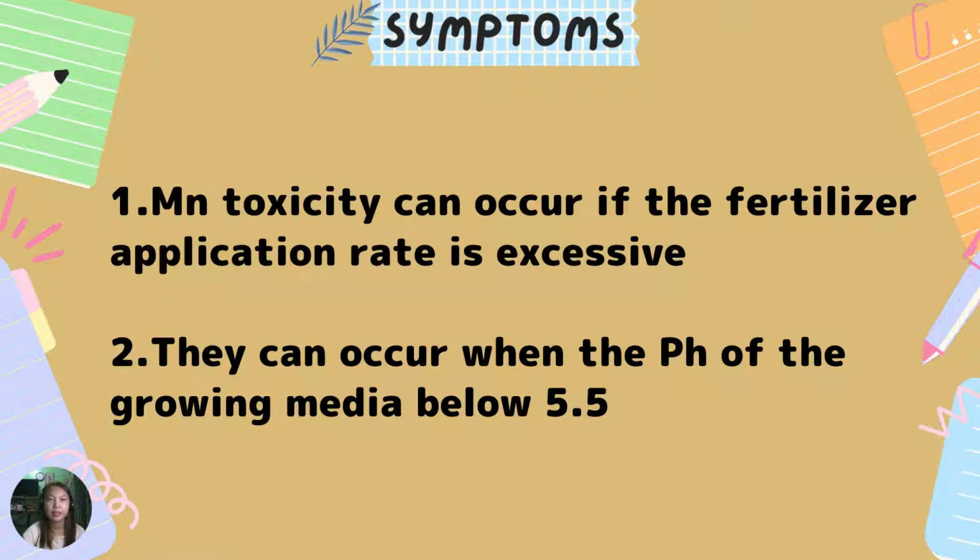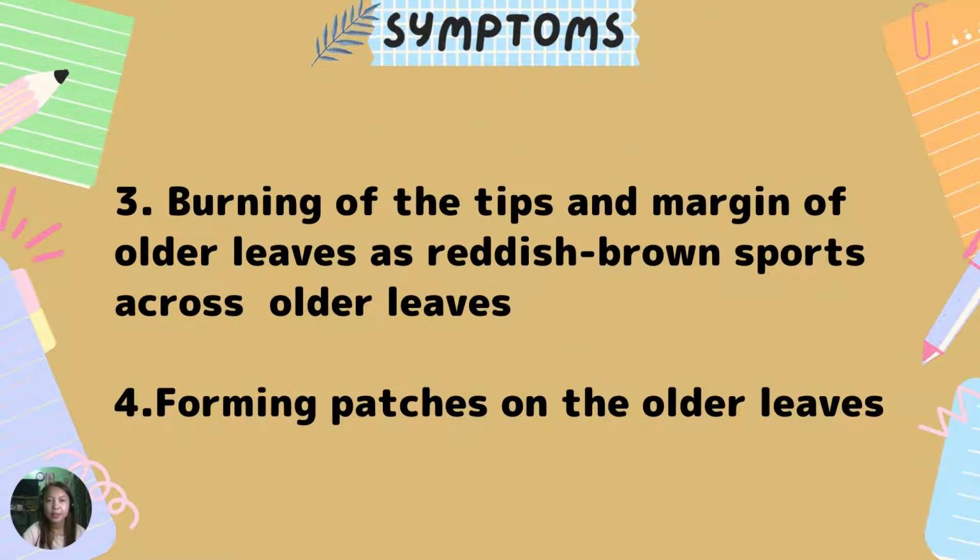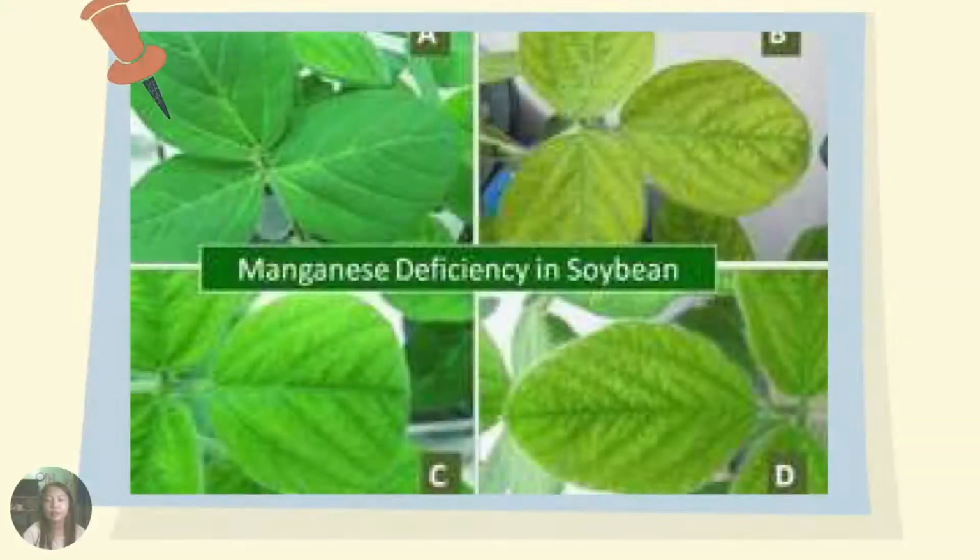So the symptoms to observe: toxicity can occur if the fertilizer application rate is excessive. So too much fertilizer is also harmful to plants. It can also occur when the pH level of the growing media is below 5.5, meaning to say it is somewhat acidic in nature. Those are the symptoms: burning of the tips and margins of the older leaves, reddish brown spots across older leaves, and forming patches on the older leaves. So if you observe your plants and there is a deficiency, they change in color, particularly on the tip and the margin.